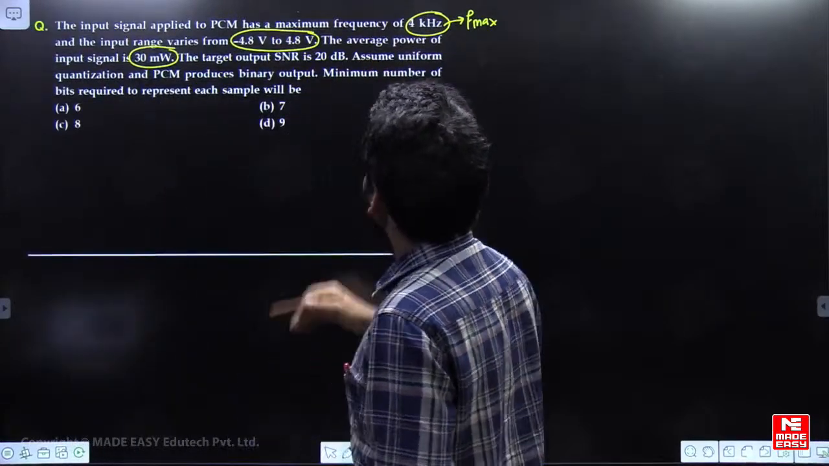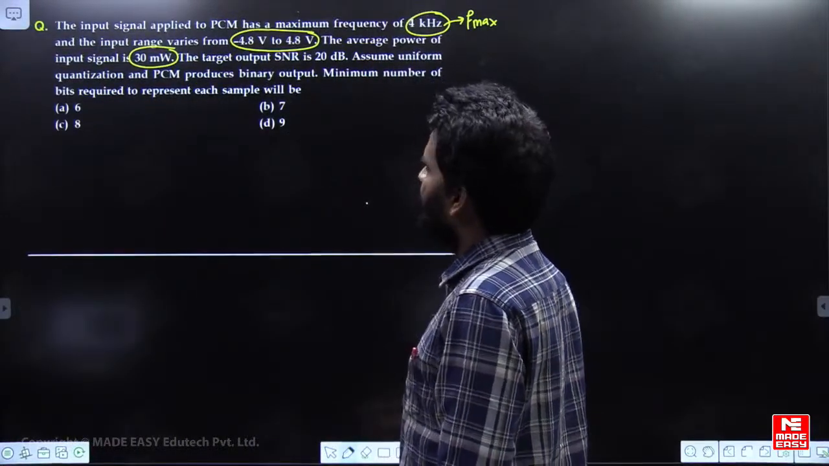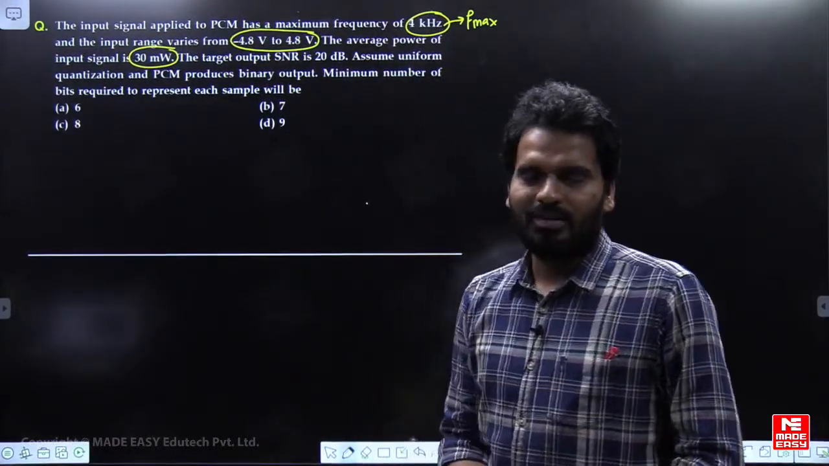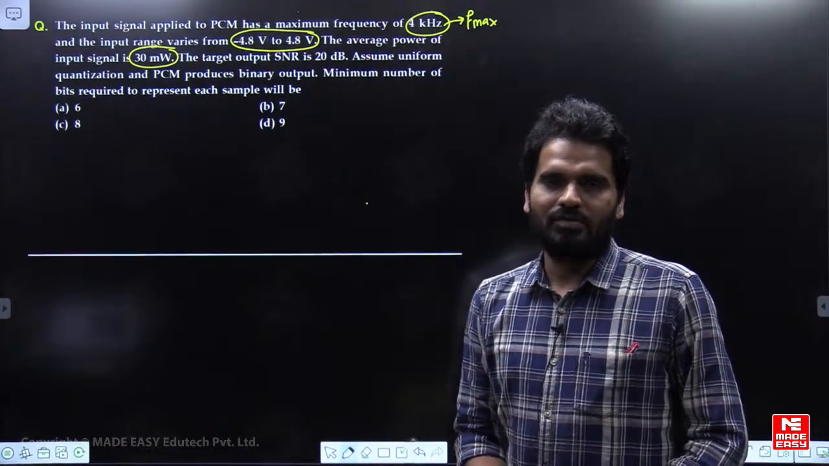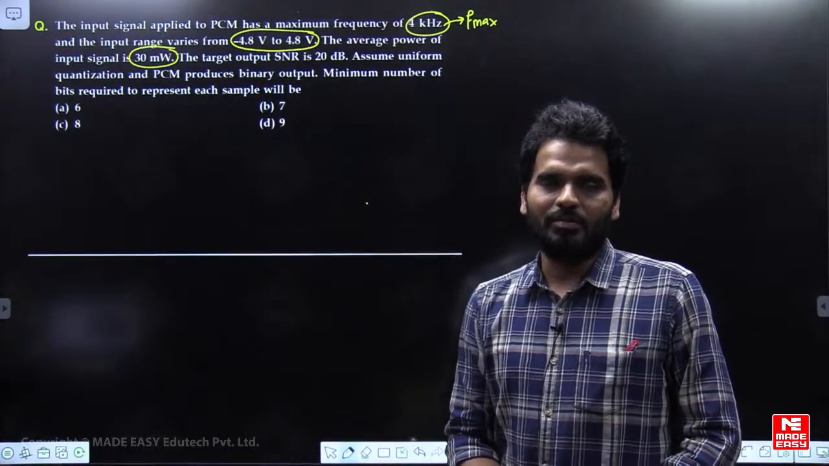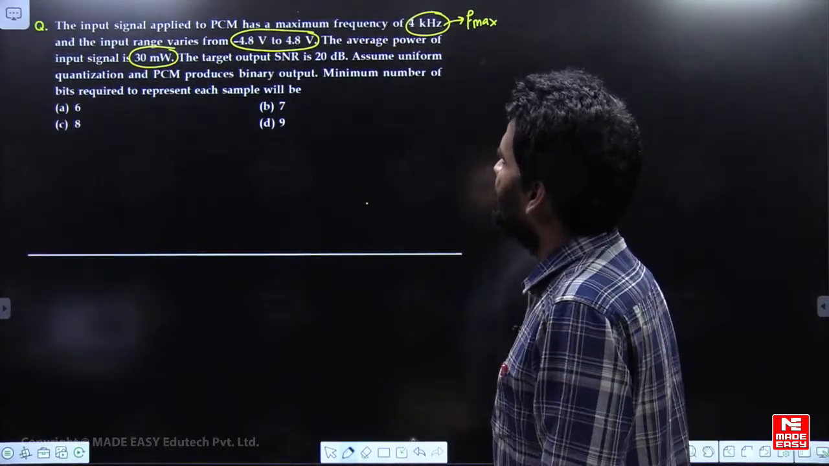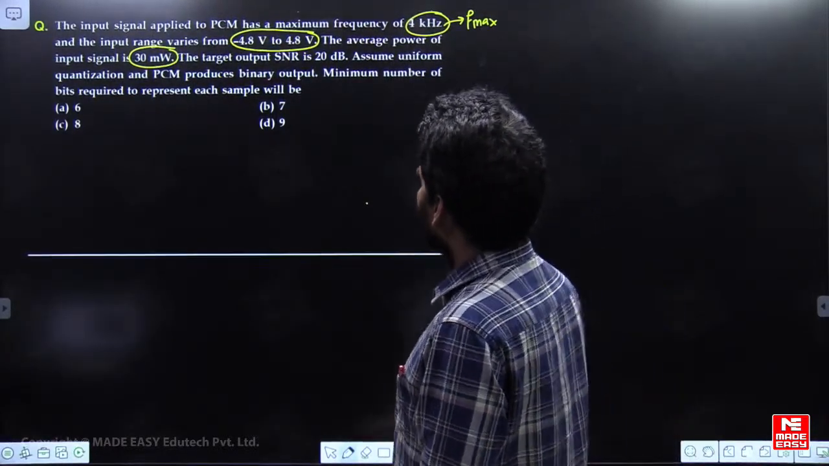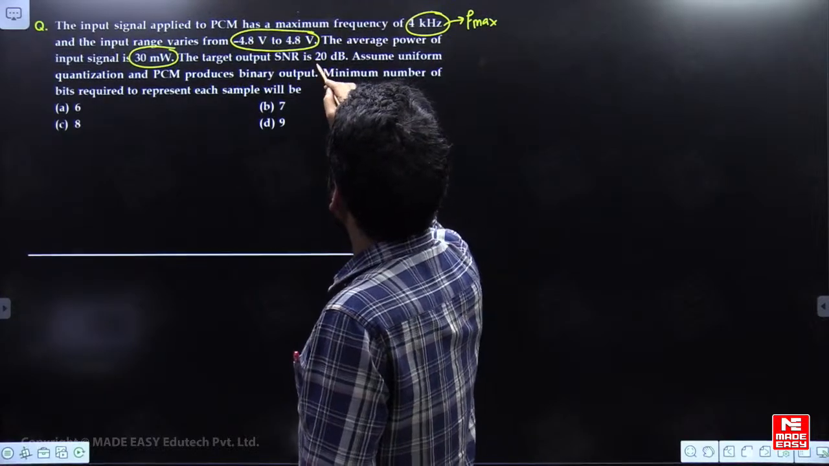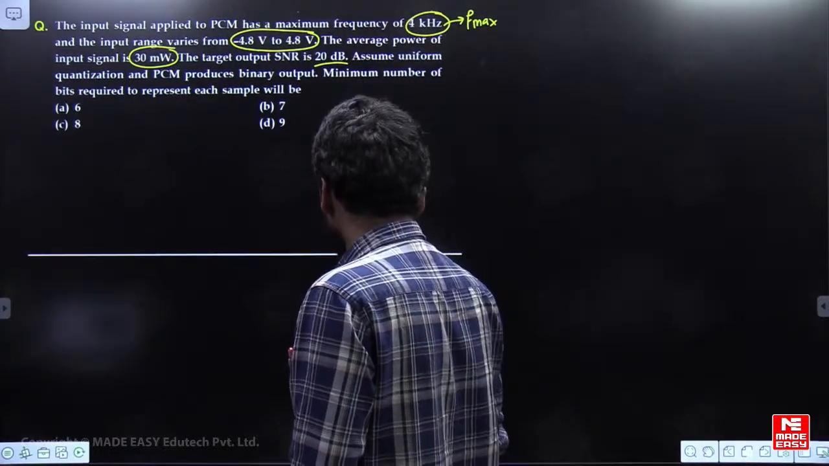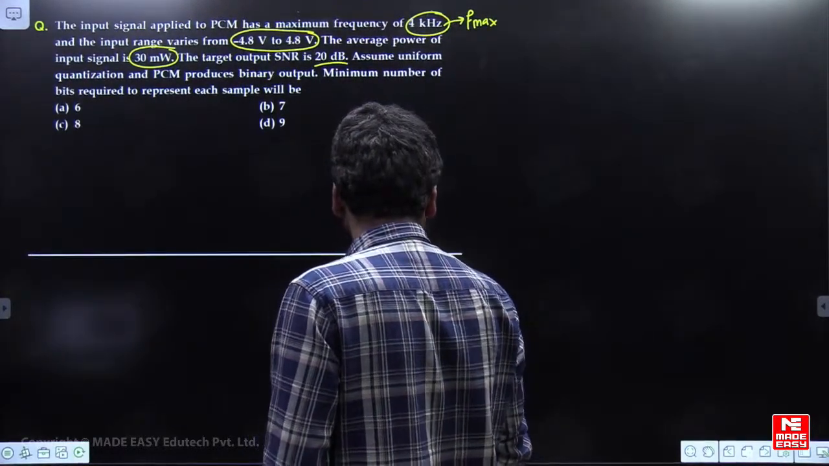Average power simply means the power of the input signal. Whatever power we find for a signal, that by default will be called average power. So the power of the input signal is 30 milliwatts. The target output SNR is 20 dB, so the SNR required is 20 dB.